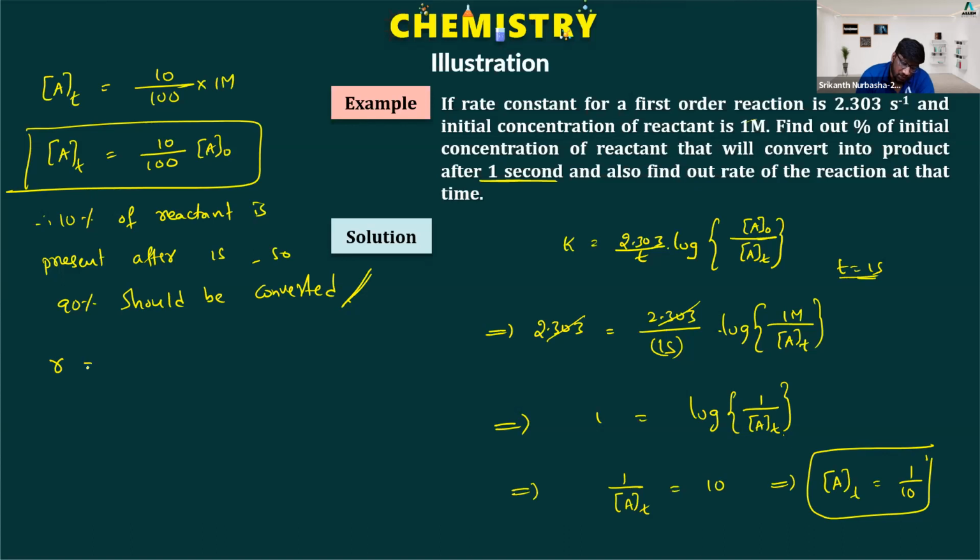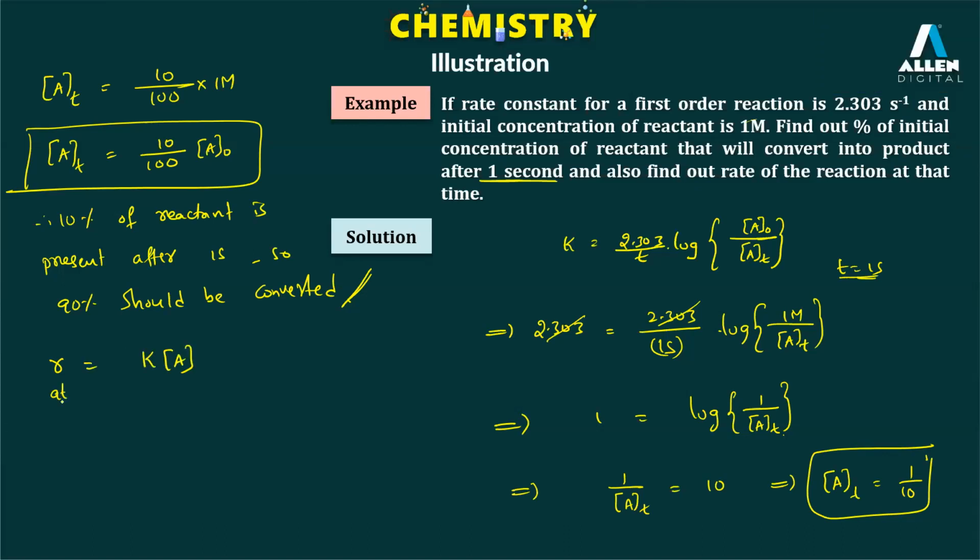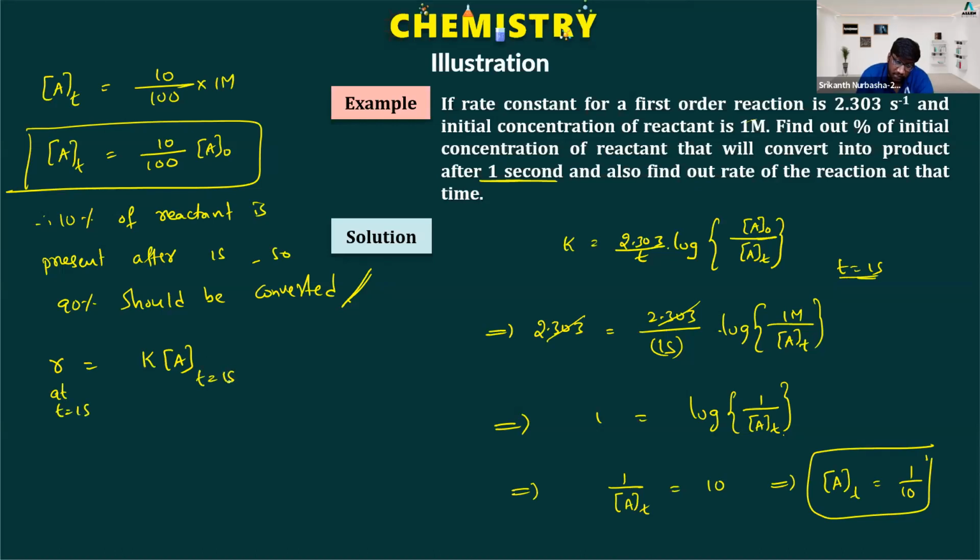What is rate? Rate is equal to K into concentration of A. Rate of reaction at time t equal to 1 second is K into concentration of A at time t equal to 1 second. So K is given as 2.303. Concentration of A at time t equal to 1 second is how much?